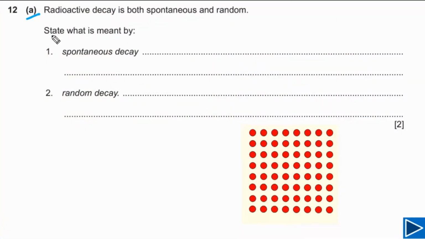For part A, we need to state what is meant by spontaneous decay and what is meant by random decay. And this question has 2 marks. First of all, we will only focus on what is meant by spontaneous decay. Spontaneous decay simply means that the radioactive decay does not depend on external factors such as temperature and pressure.